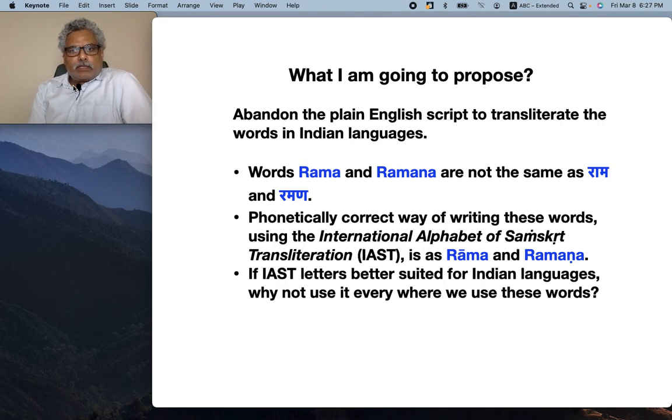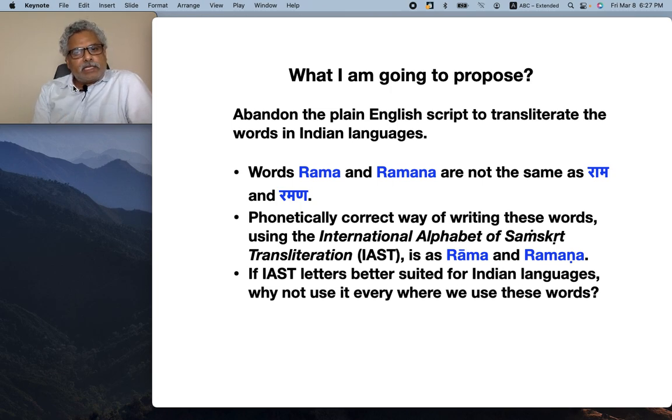We all know that the word Rama is written as R-A-M-A, and Ramana is written as R-A-M-A-N-A. But that's not the correct way of writing. Rama has a second A that's the longest form of A, and Ramana has a different version of that sound. Why are we using an inferior way of representing these two words for centuries?